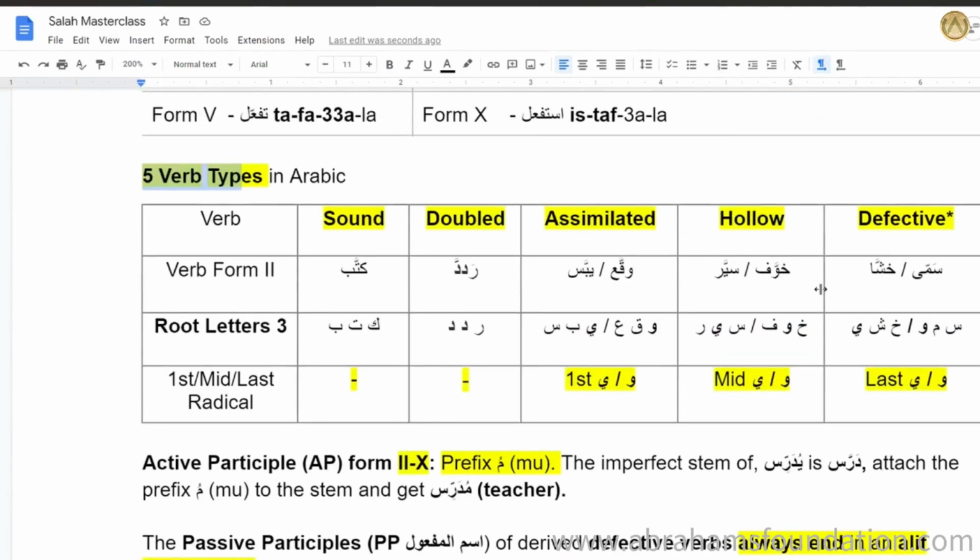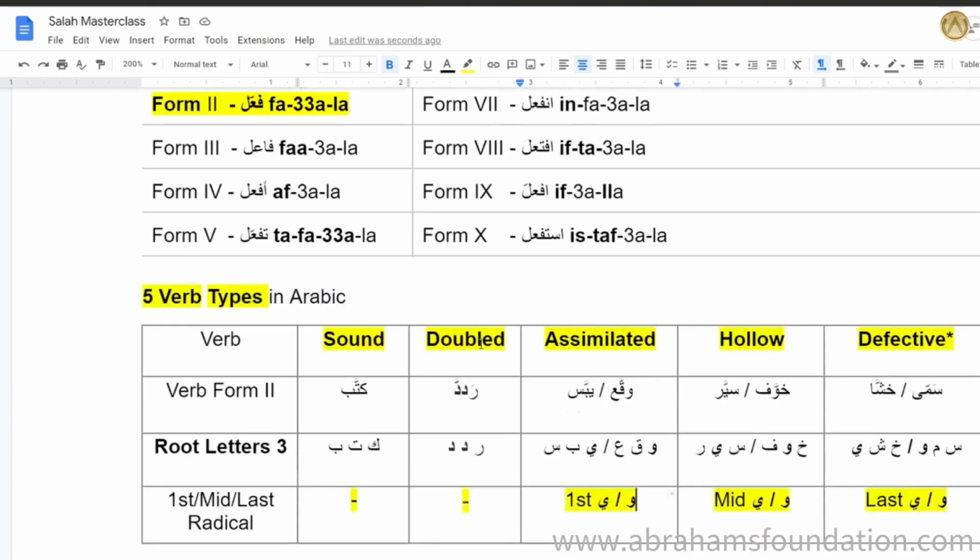The middle is a waw. Oh, okay. What is assimilated? The first is a waw. Oh, okay. Doubled. There are two letters the same. Okay. Sound is just normal. Defective. The end is waw or ya. That's it. You don't have to know all. Nobody knows all the verbs. You just need to know the rule. If you know the rule, then you can figure it out after.